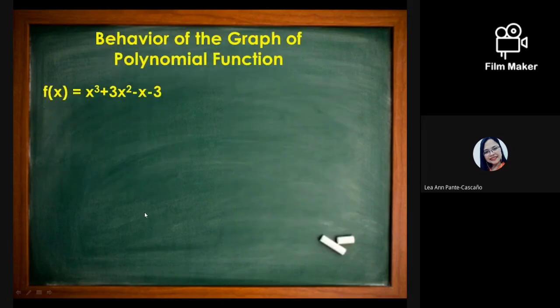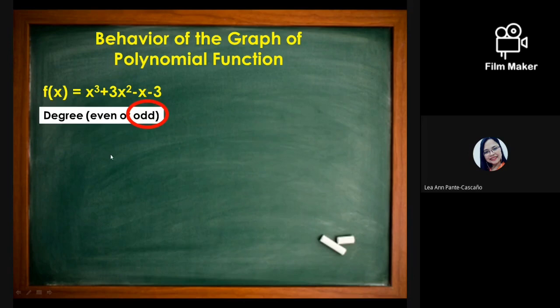If we have f of x equal to x cubed plus 3x squared minus x minus 3. Same process na ginawa natin kanina. Let's find the degree. Is it even or odd? As you can see, this is also written in standard form. Make sure that your polynomial function is written in standard form. As you can see here, the degree is 3, so that is odd.